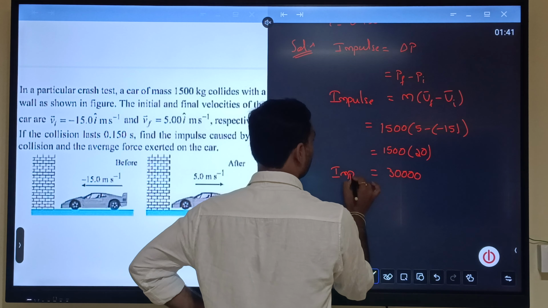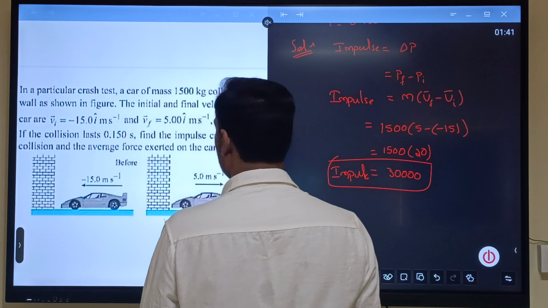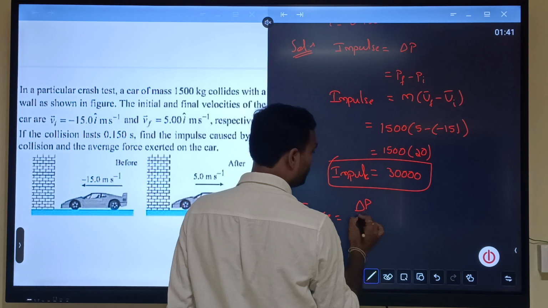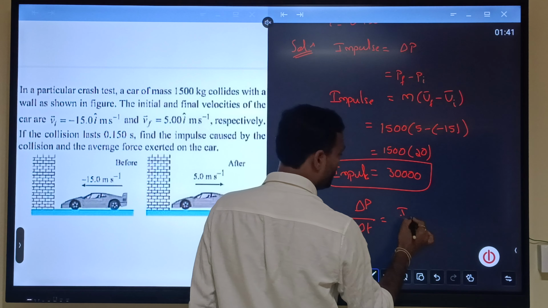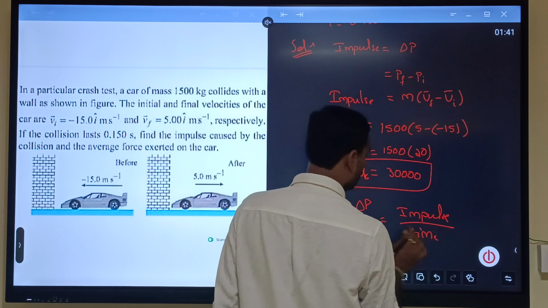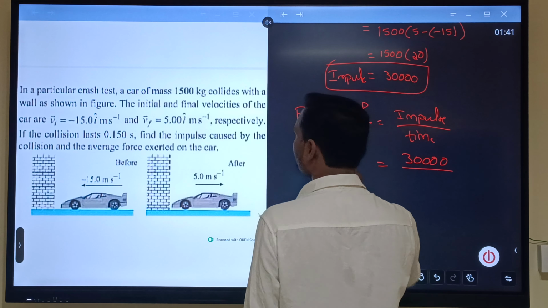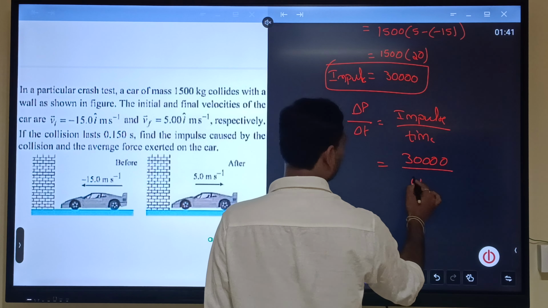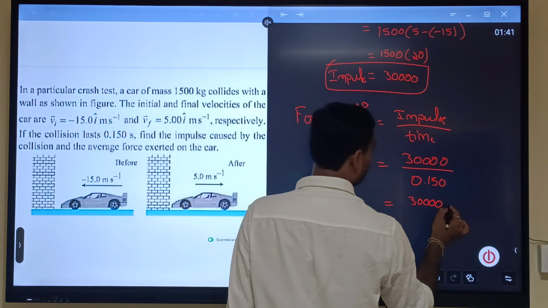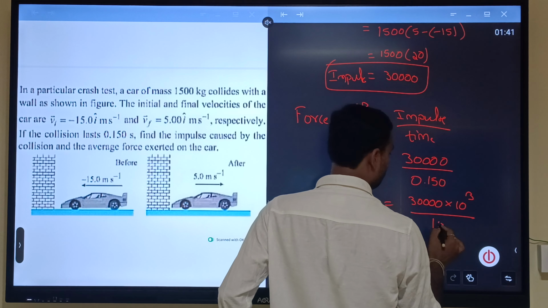This is what is impulse, and the force exerted. Force is equal to change in momentum by time, that is impulse by time. The impulse value is here 30,000 and the given time is 0.150 seconds. This is equal to 30,000 into 10 to the power of 3 by 150.